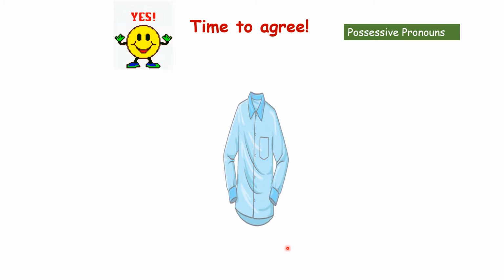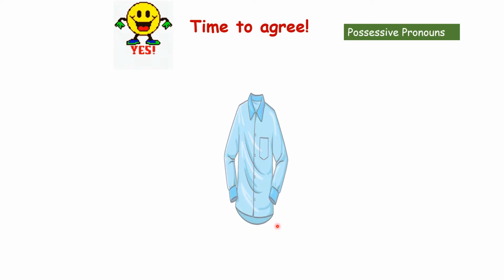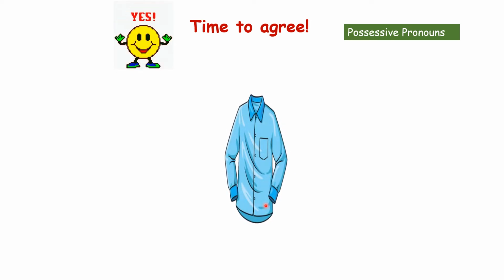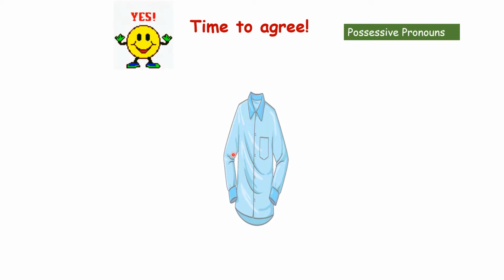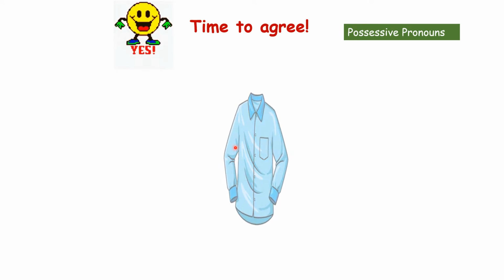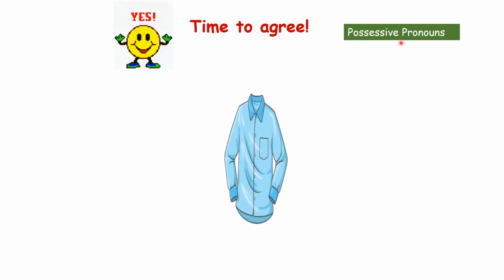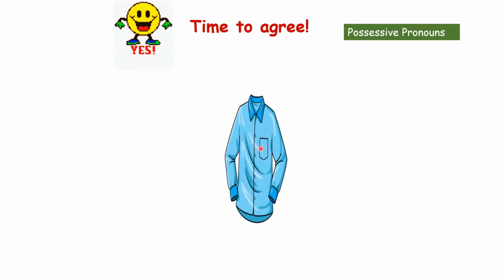Yes, this is a shirt. Repeat after me. Shirt. How many shirts do you see here? Very good. There is only one shirt in this picture. So bear in mind that in this slide, we will be learning how to ask questions of ownership of this shirt and how to answer to confirm the ownership of this shirt using the possessive pronouns.